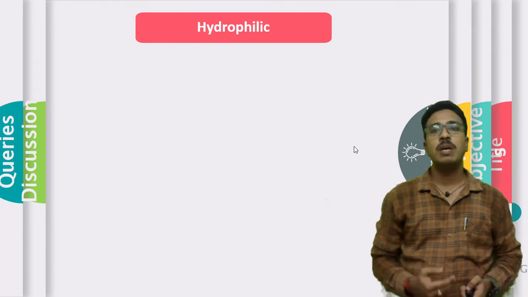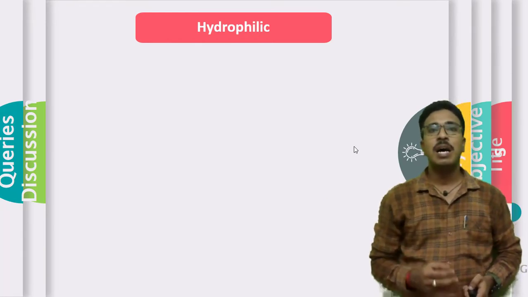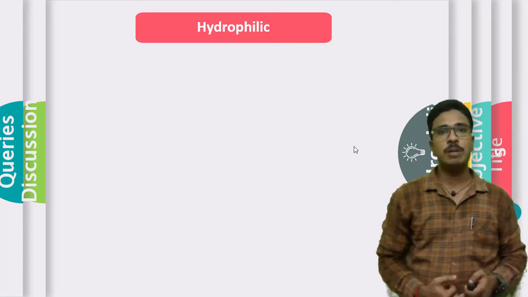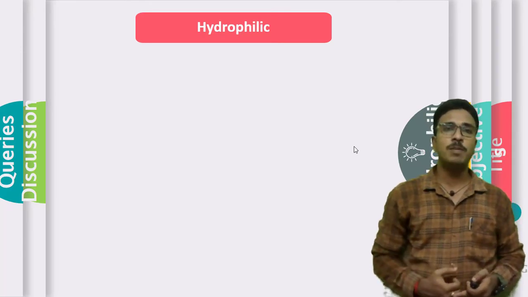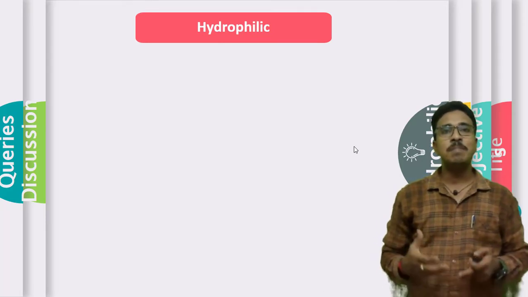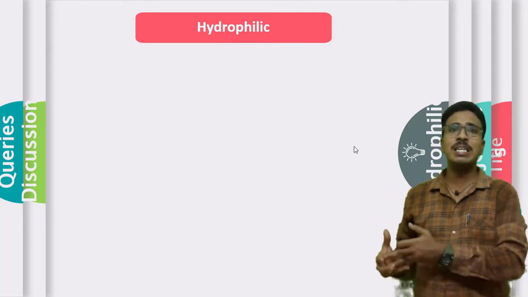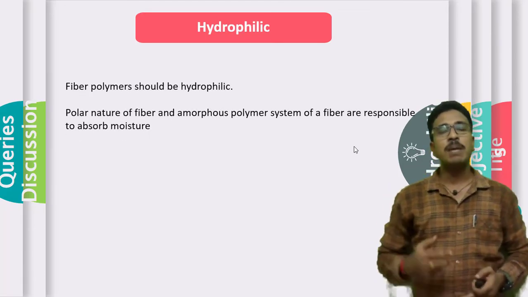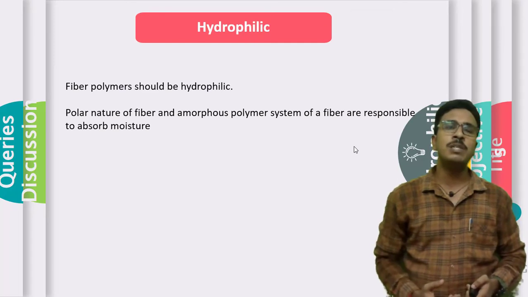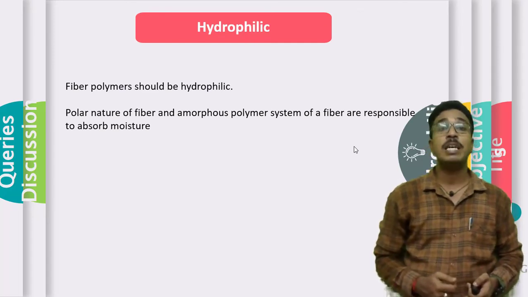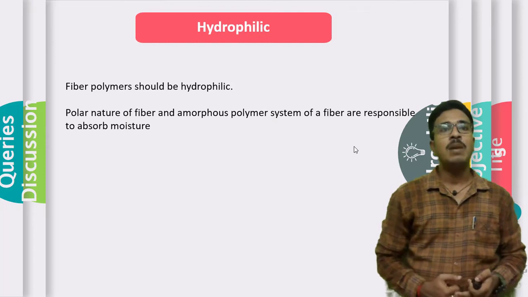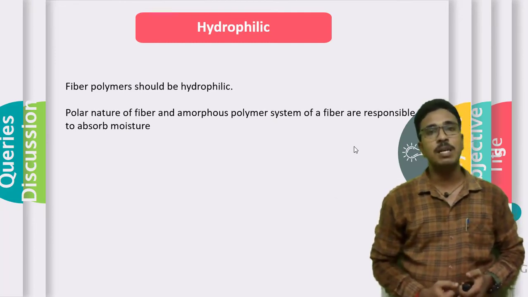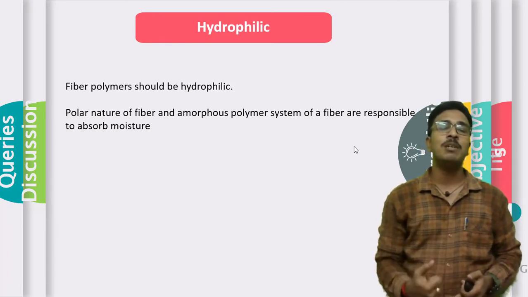Okay. Now, as I told you in the last slide itself, hydrophilicity is nothing but the water absorbing property of a polymer. So this is the property of a polymer which decides the primary application of the polymer, that is, the area it is meant for. The polymers we select to make the fiber should be hydrophilic. And the polar nature of the fiber and the amorphous polymer system of the fiber are responsible for absorbing the moisture.